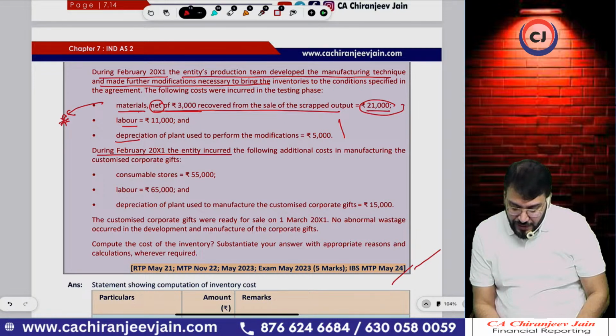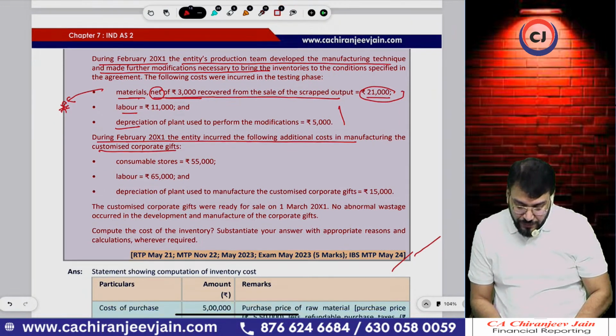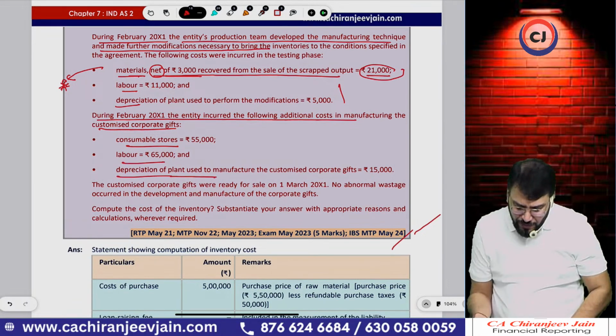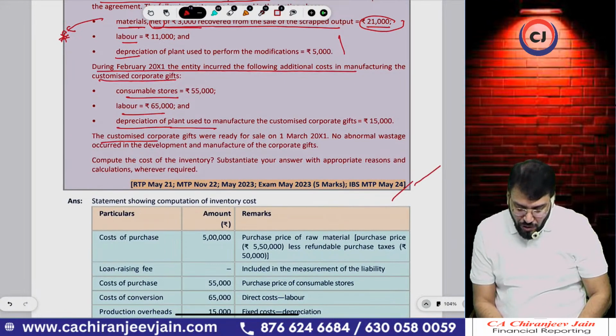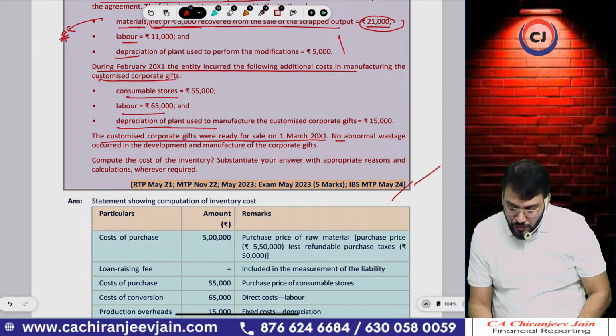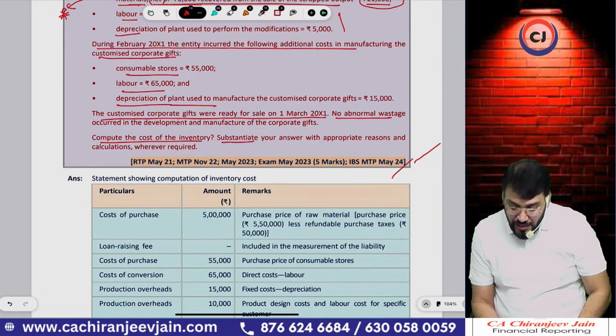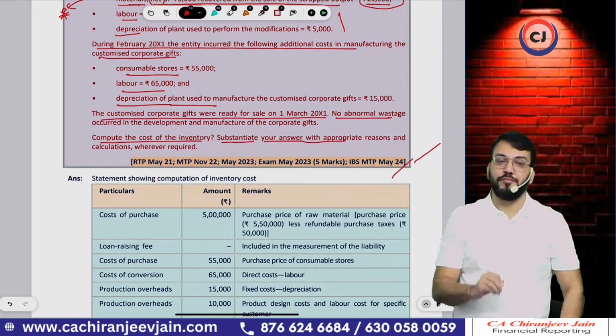During Feb, the entity incurred the following additional cost in manufacturing the corporate gift. Consumable stores will be added. Labor will be added. Depreciation of plant, everything will be added. The customized corporate gifts were ready for sale on 1st March 2001. No abnormal wastage. Compute the cost of inventory. Substantiate your answer with appropriate reason.